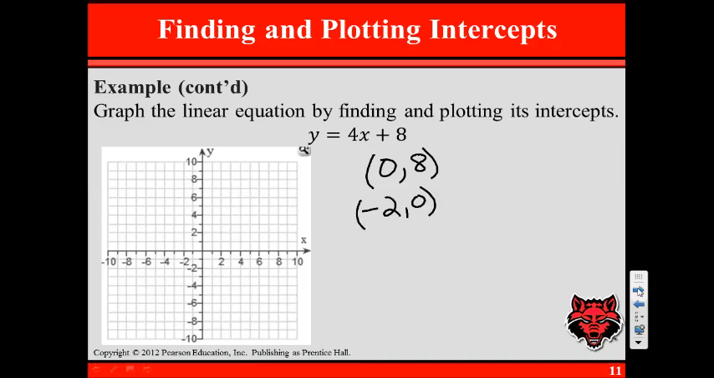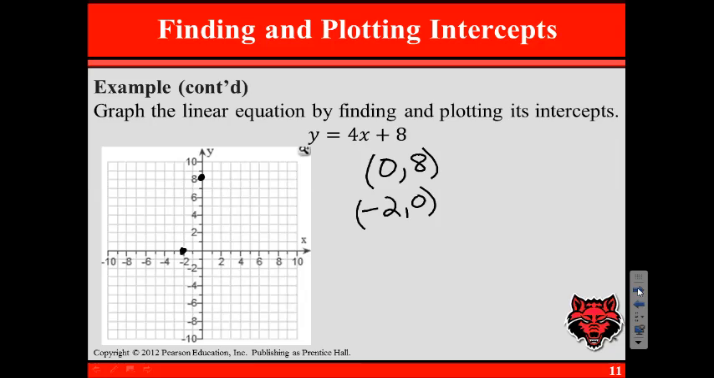So we had 0, 8, and negative 2, 0. Remember, 0, 8, the x-coordinate is 0, so 8 is the y-intercept. So we can just go along the y-axis, find 8, plot the point. For negative 2, 0, the y value is 0, so this is the x-intercept. We go along the horizontal axis until we find negative 2 and plot a point.